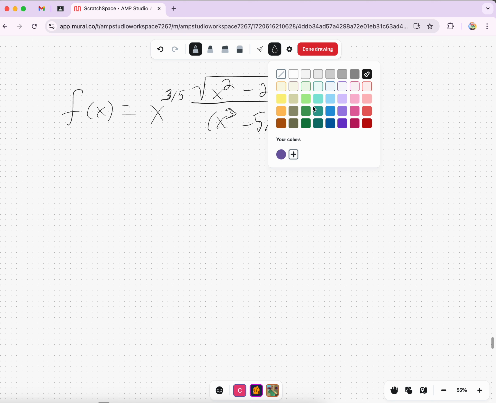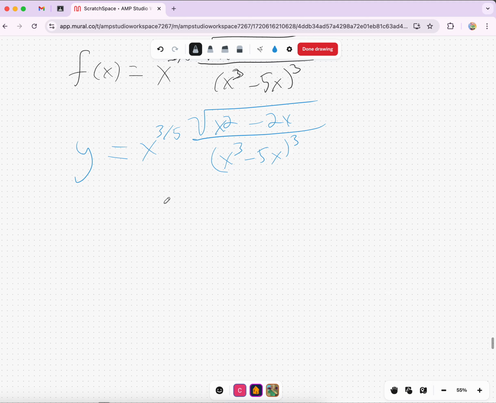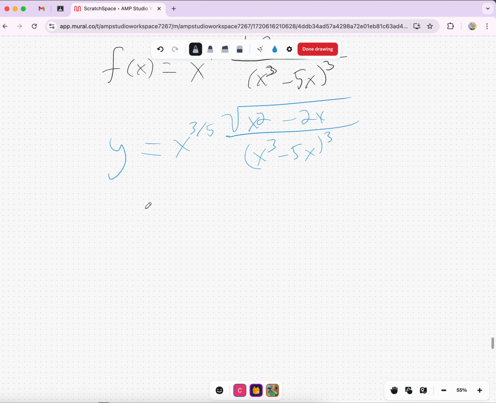So let's do our different steps. Let's do step one, which is we set this to y. So f of x becomes y equals x to the 3/5 times the square root of x squared minus 2x over x cubed minus 5x cubed. Okay. Then let's take the natural log of both sides. So the natural log of y, and then we're going to do the natural log of this whole thing.